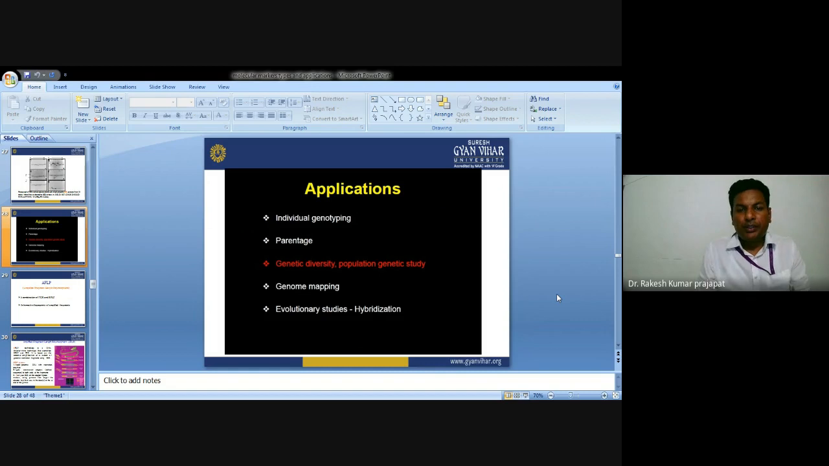So applications of individual genotyping. Genotyping can be used for parentage identification, genetic diversity exploration, population genetic studies, genome mapping, evolutionary studies, or hybridization. These can be identified by using SSR markers. Genome mapping can be done, and genetic diversity and population genetic studies can also be done. Parentage identification can be done as well.